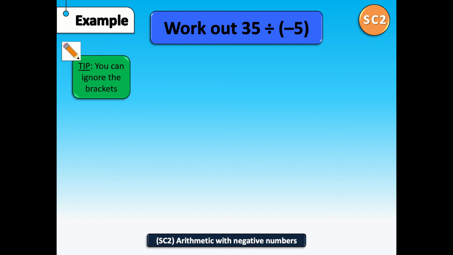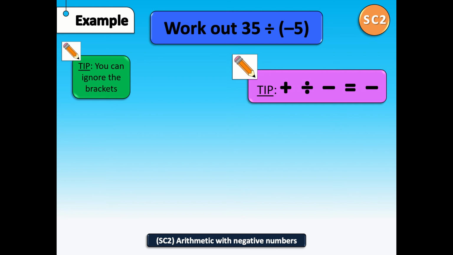For this question, we want to do 35 divided by minus 5. Now we know 35 divided by 5 is 7, and we've got a positive number and a negative number. And a positive divided by a negative will give us a negative answer. So our answer has to be minus 7.